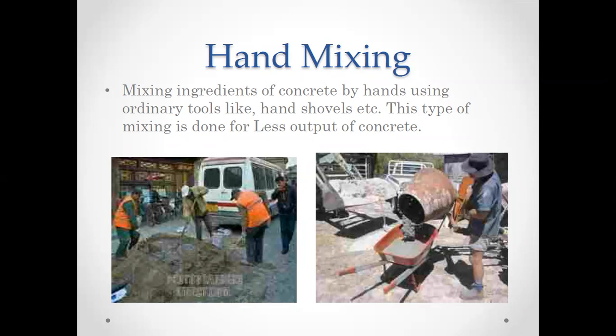When we are talking about the output of this mixing as compared to the stationary mixer or ready mix concrete, it is low as compared to the others because the mixing is done in a manual way. In the other ones, mixing is done in the stationary mixer or ready mix, which gives more output as compared to this method. So you can see in the picture manual labor doing the mixing activity with the help of shovels by hands.